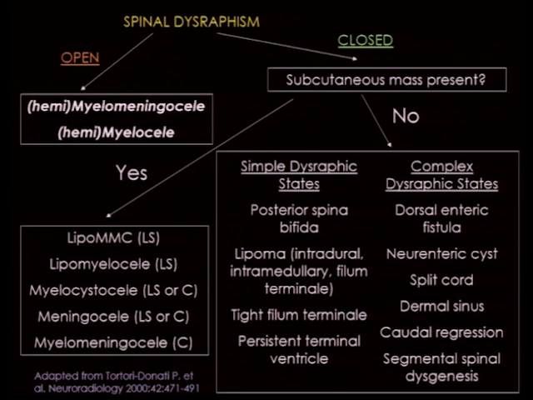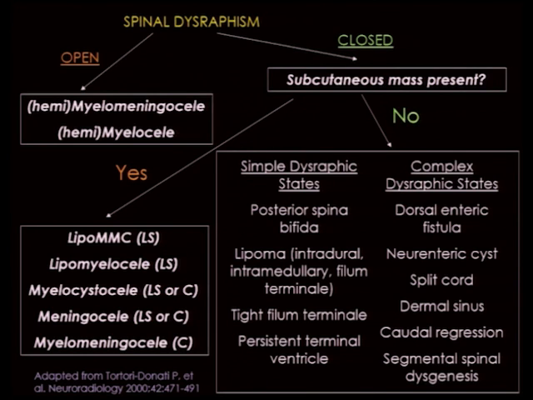So if you have a closed spinal dysraphism, the next question you want to ask is, is there a subcutaneous mass present? What brought the patient to clinical attention? If there is a subcutaneous mass present, that leads us to a fairly small differential diagnosis, including the lesions of lipoma with dorsal defect and the myelocystocele. Many of these can be lumbosacral or cervical, although the cervical versions are quite rare.